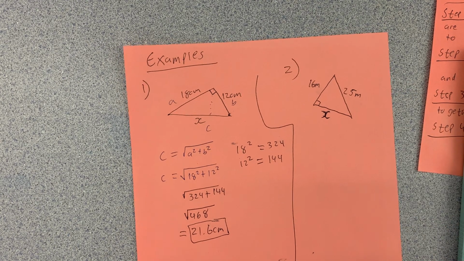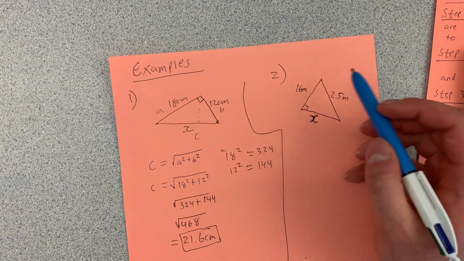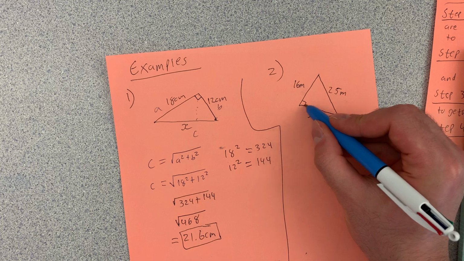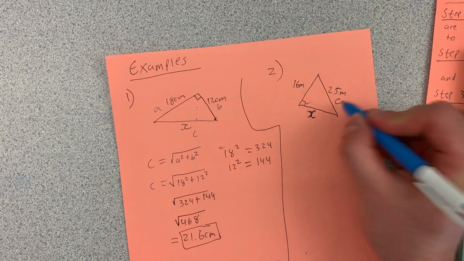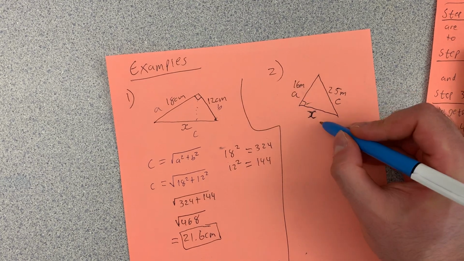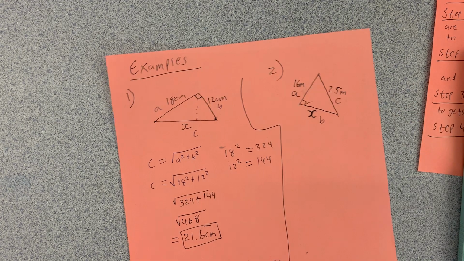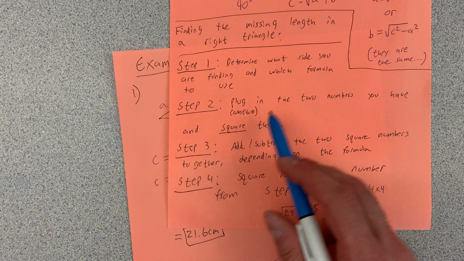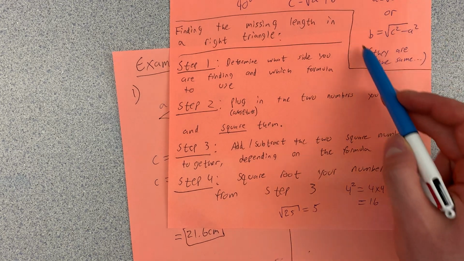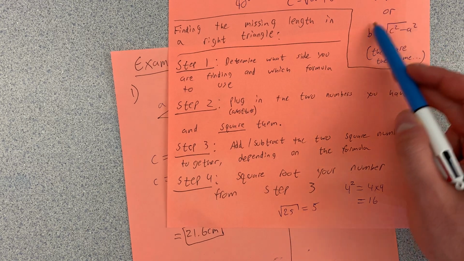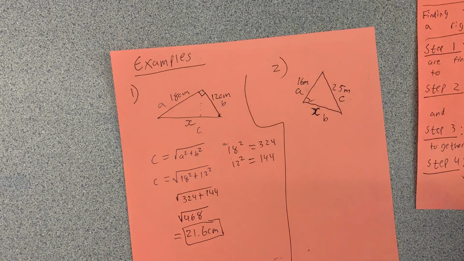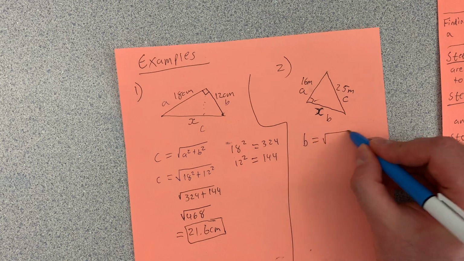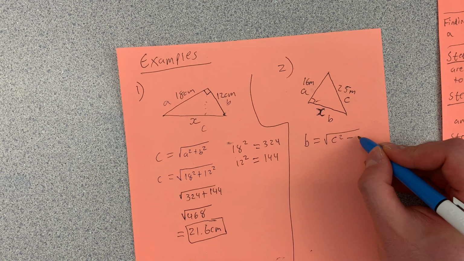Let's do one more here. So in question 2, I already have the hypotenuse, the one across from the right angle. So that's C, we can just call that A and we can call that B. So we're trying to find B in this case. So step 1, we're going to figure out which formula to use. We're trying to find one of the other two sides, so we're going to use this one because we already have the hypotenuse. So B equals root C squared minus A squared.